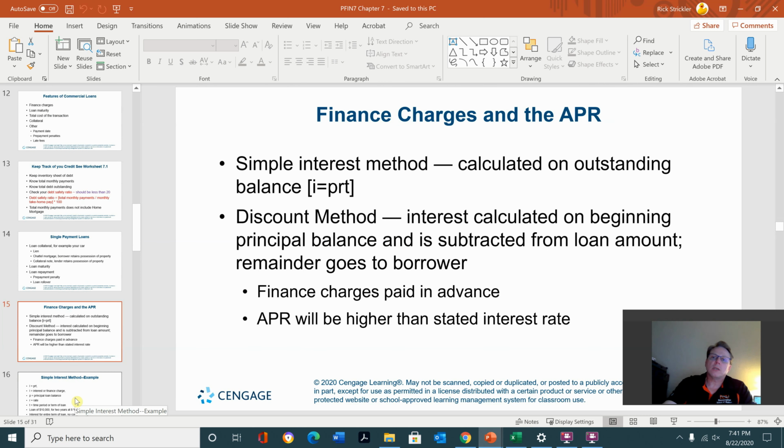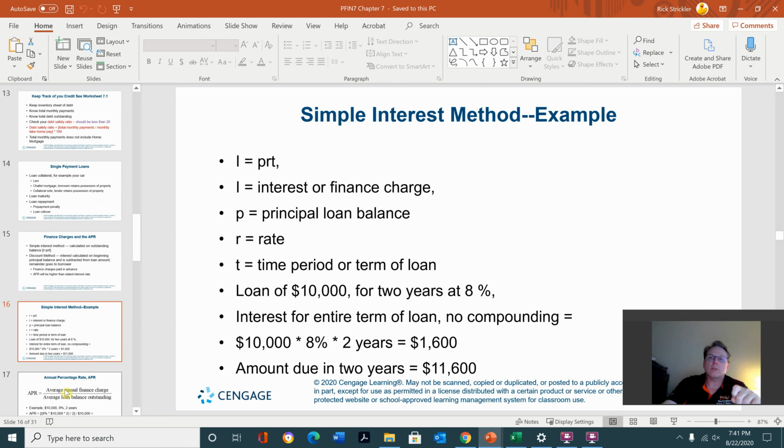Finance charges: the simple interest method calculates interest on the outstanding balance, like I = PRT. The discount method calculates interest on the beginning principal balance and subtracts it from the loan amount; the remainder goes to the borrower. For simple interest, I equals PRT: I is interest or finance charge, P is principal, the loan balance, R is rate, and T is time. So I equals principal times rate times time.